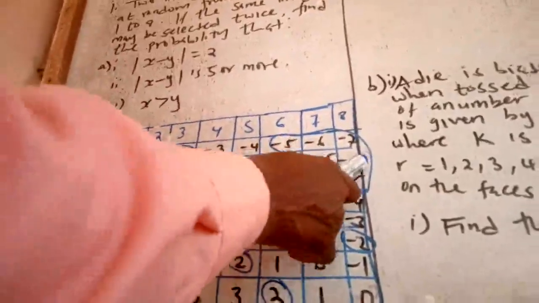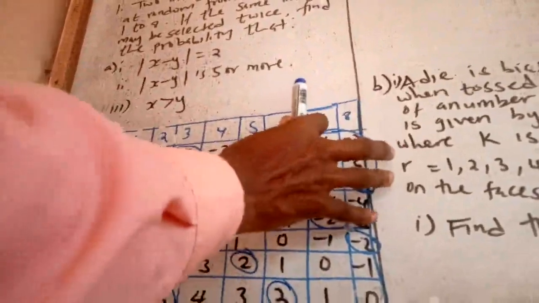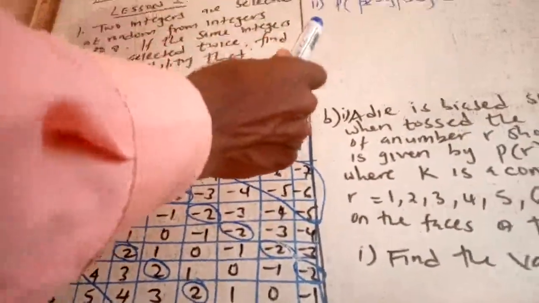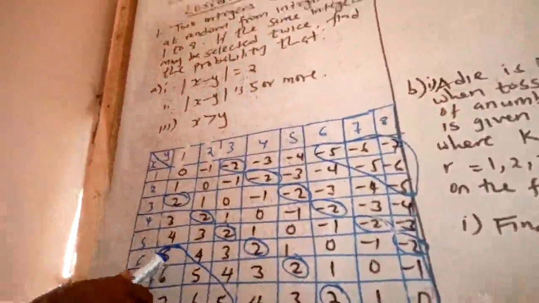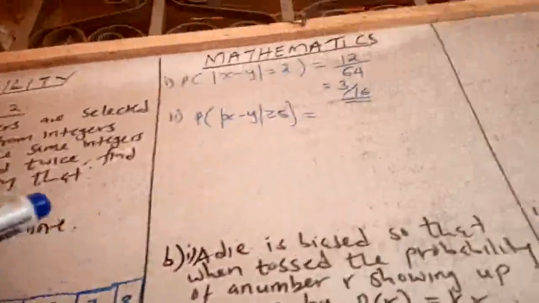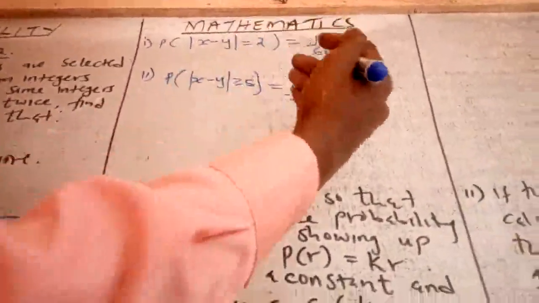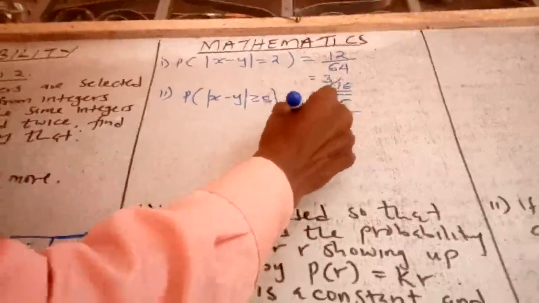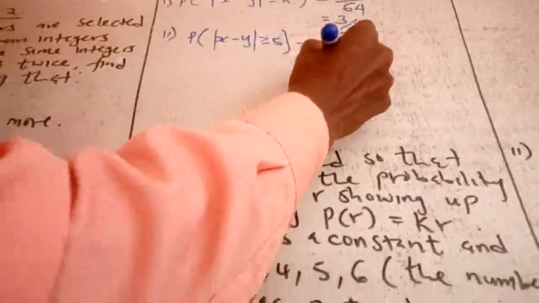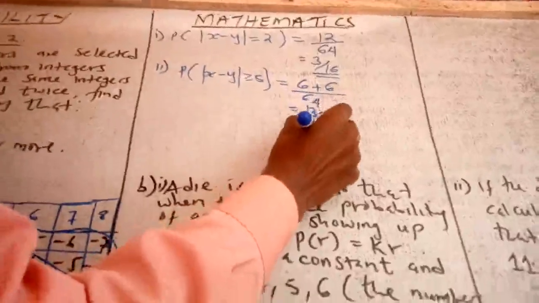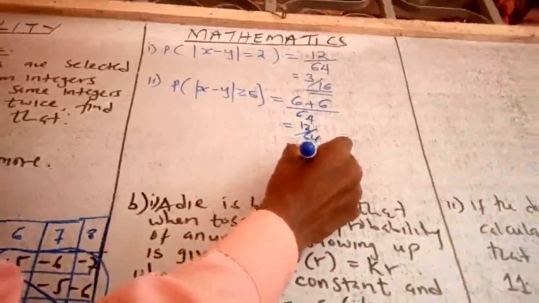That is 1, 2, 3, 4, 5, 6. As far as the negatives are concerned, there are 6 values which are equal to 5 or greater than 5. What about the other side? Also 1, 2, 3, 4, 5, 6. So the negatives are 6 and the positives are 6. But the total possible outcome should be 64, and the same case applies. You will end up getting 12 over 64, and by simplification, you get 3 out of 16.